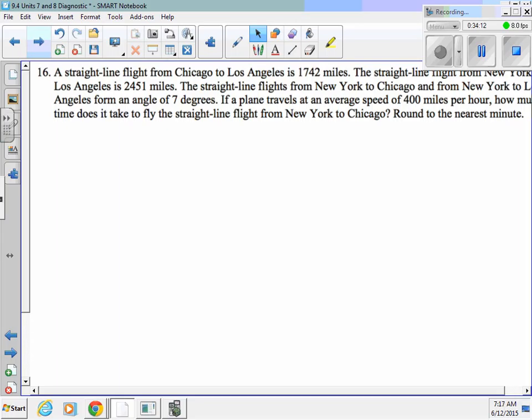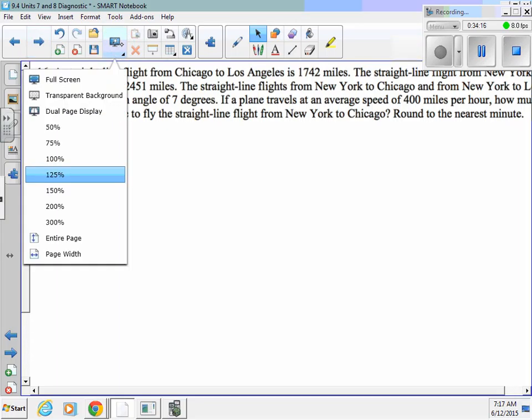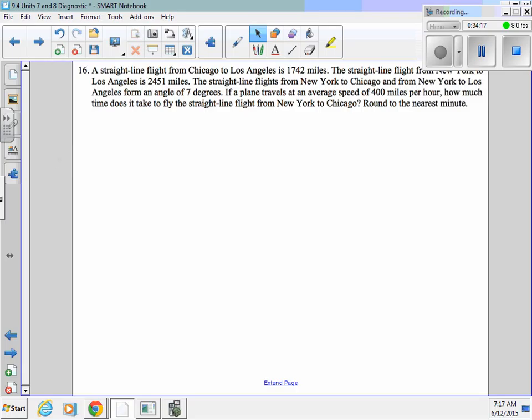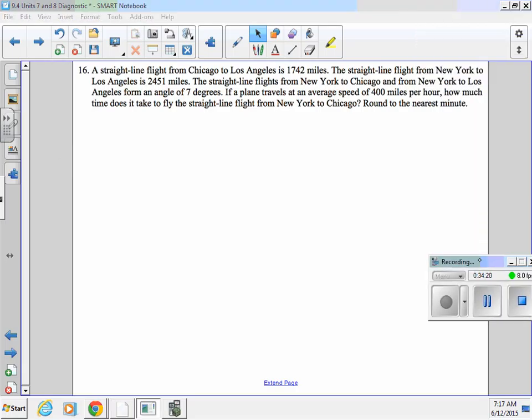A straight line flight from Chicago to Los Angeles is, let me just zoom out here a bit. Okay, a straight line flight from Chicago to Los Angeles is 1,742 miles. The straight line flight from New York to Los Angeles is 2,451 miles. The straight line flights from New York to Chicago and from New York to LA form an angle of 7 degrees. If a plane travels at an average speed of 400 miles per hour, how much time does it take to fly the straight line flight from New York to Chicago? Round to the nearest minute.